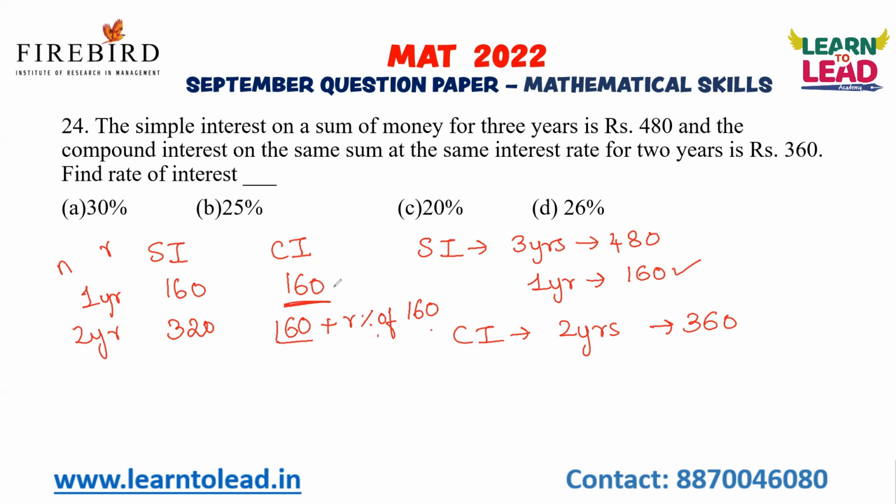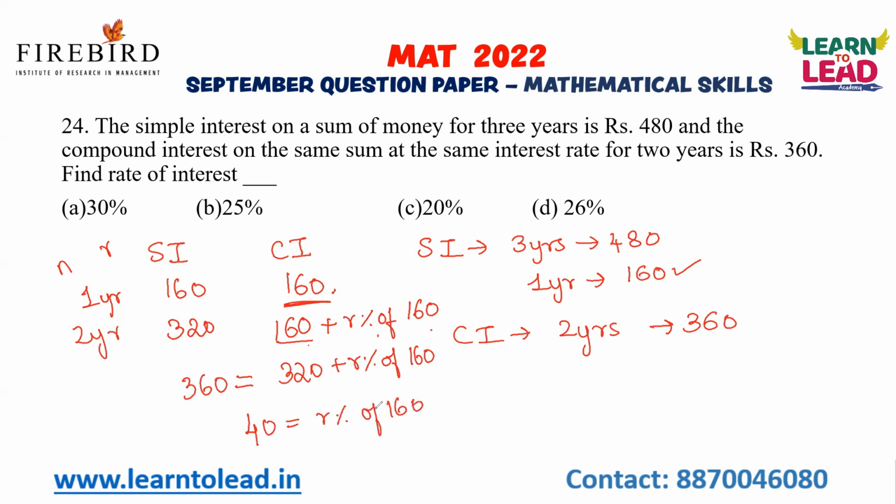So already for the first year, I have to pay 160. And for the second year, another 160. So 320 plus the interest percentage of 160. So together it is nothing but 360. So 40 is the R percentage of 160.